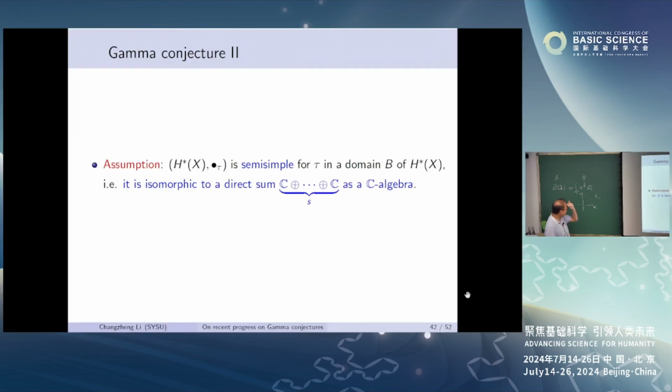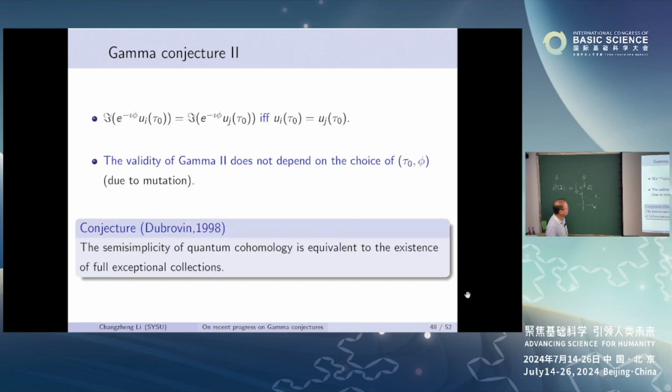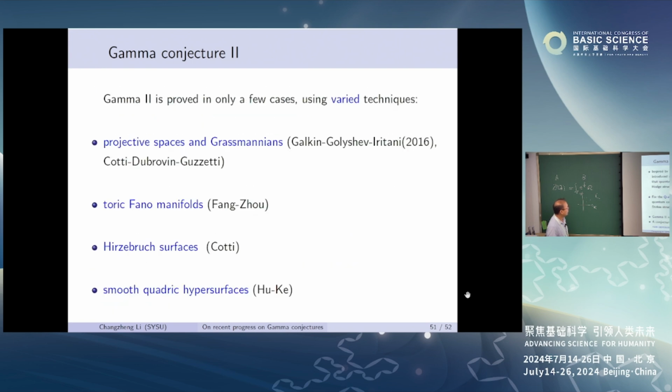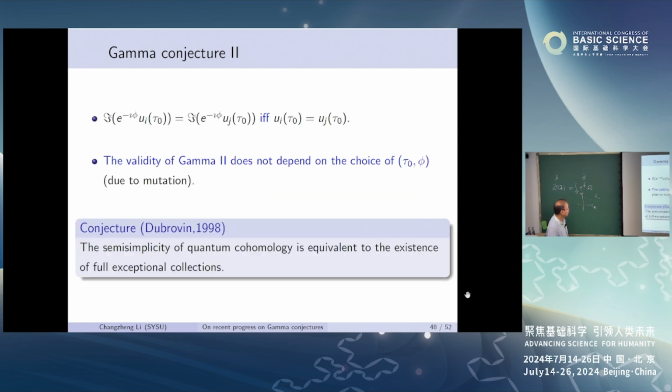For Gamma conjecture 2, the assumption is that the big quantum homology should be semi-simple. Originally it was conjectured that the small quantum homology is semi-simple if and only if there exists a full exceptional collection. Because of a later counterexample, this should be modified to big quantum homology. So the latest version: assume the big quantum homology is semi-simple, then you can see there is a full exceptional collection.